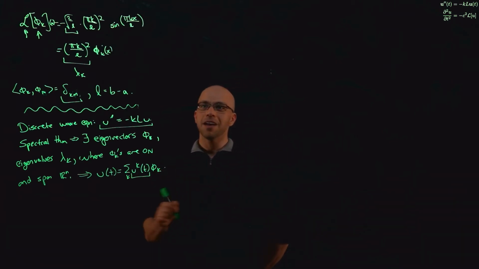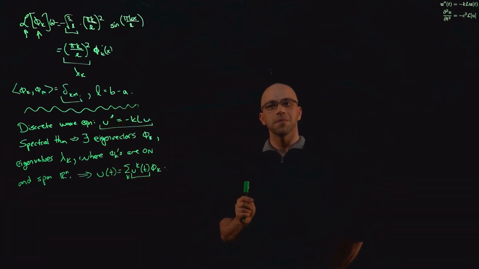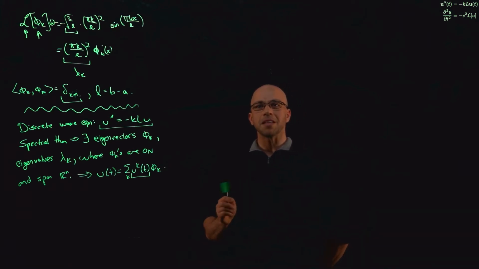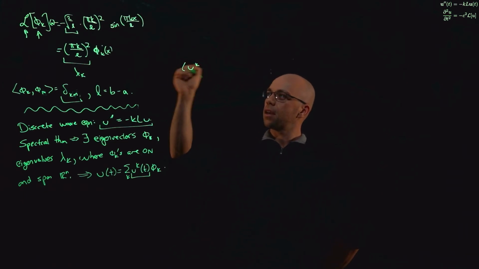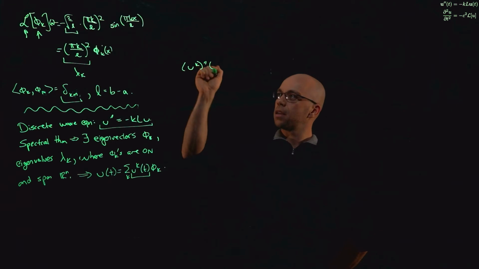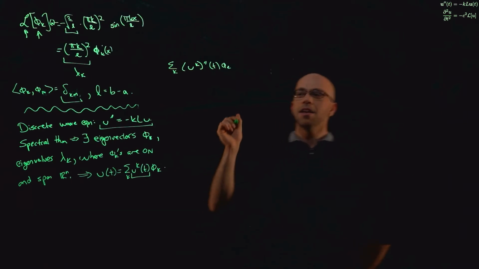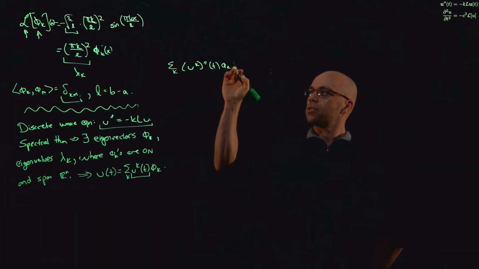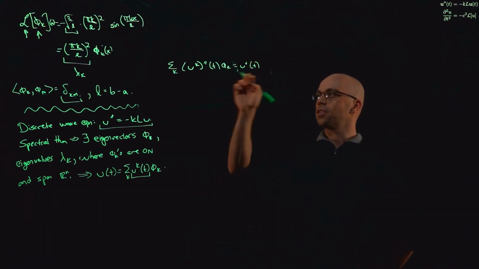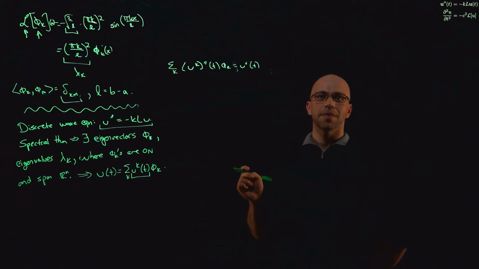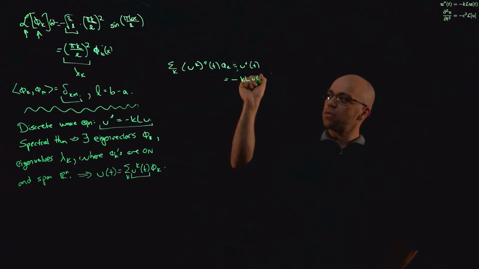Okay, so we have this differential equation, u double prime equals minus k times L times u. So let's figure out what that means. So u double prime is really equal to u_k double prime of t times phi k, all that summed over k. That's just by definition, right? I took u and I wrote it in the phi k basis. Okay, so that's equal to minus k L times u of t, like that.